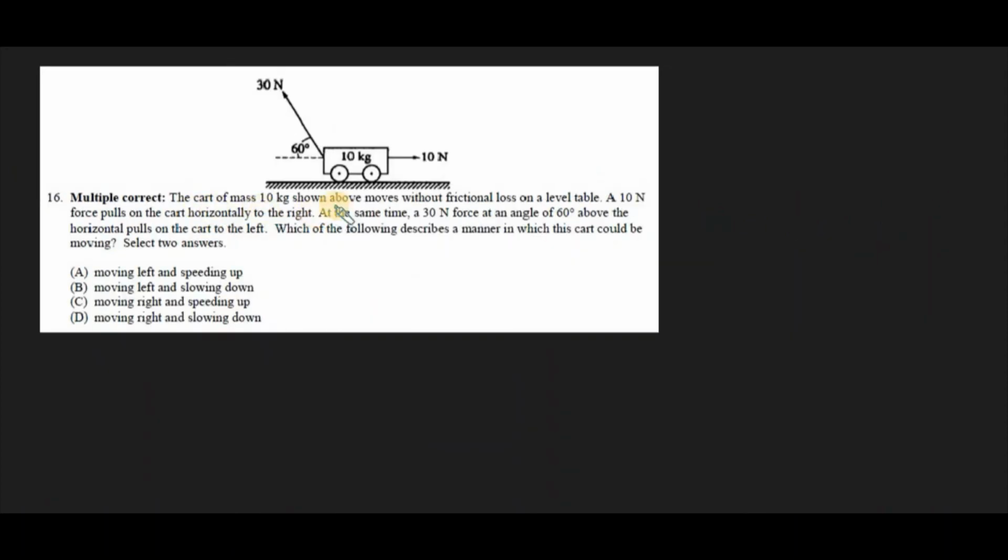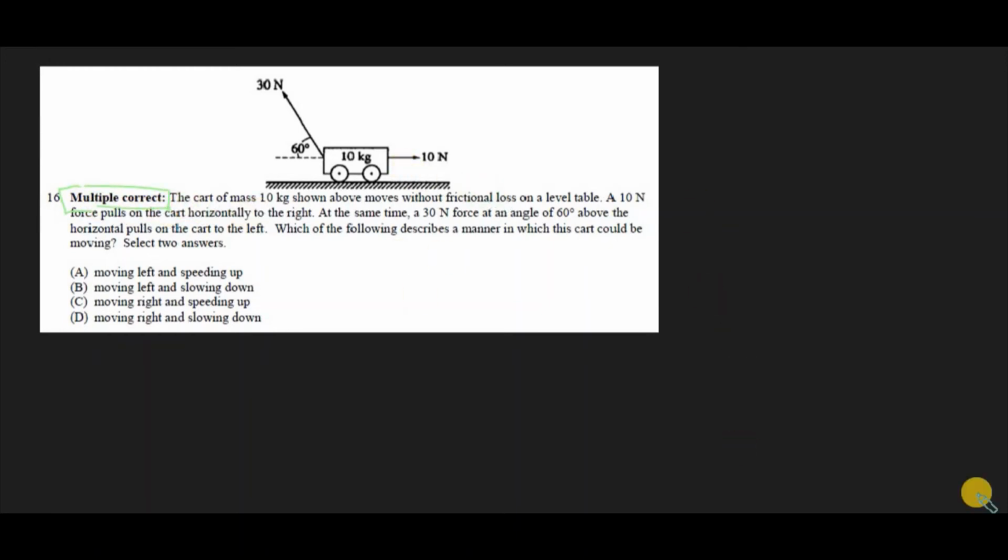The cart of mass 10 kg shown above moves without frictional loss on a level table. A 10 Newton force pulls on the cart horizontally to the right. So here in the diagram, a 10 Newton force is exerted to the right. At the same time, a 30 Newton force acts at an angle of 60 degrees above the horizontal and pulls on the cart to the left. So here the 30 Newton force is exerted to the left, making an angle of 60 degrees with the horizontal. Which of the following describes the manner in which this cart could be moving? Select two answers. Okay, so this has multiple correct options.